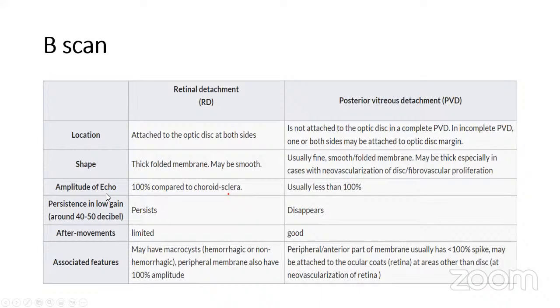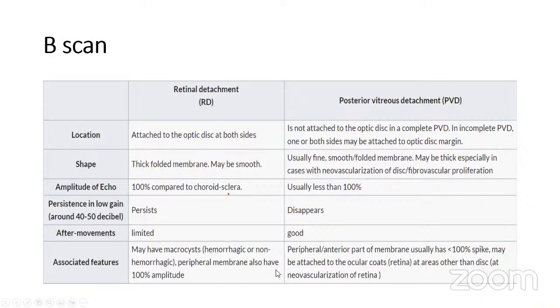The amplitude is actually 100% if we compare to the choroid and sclera, whereas for PVD it is less than 100%. We can also lower the gain. In retinal detachment, if we lower the gain, it usually still persists, whereas with a posterior vitreous detachment, we will see that it disappears. For retinal detachment, there is quite limited movement when you ask the patient to look up and down, meaning the movement is less than the eye movement. Whereas with PVD, you can see that it is quite mobile.